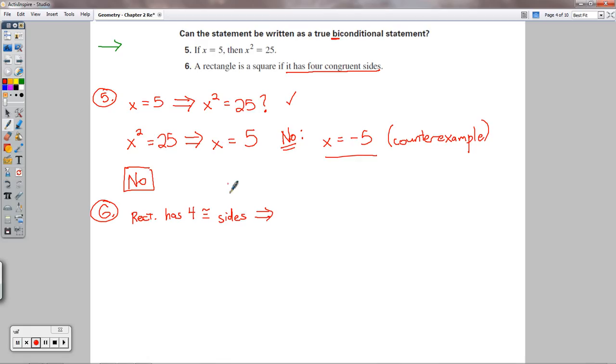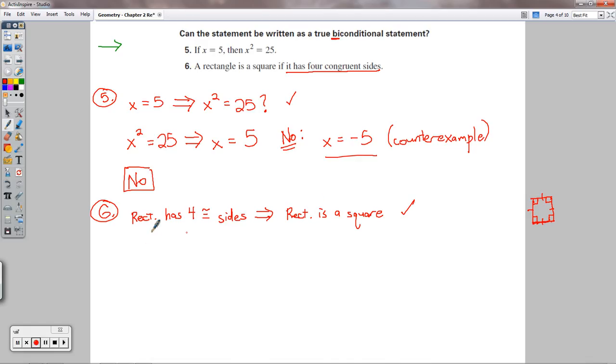Does it work in the conditional direction, in the if-then direction? So if it has 4 congruent sides, does that mean the rectangle is a square? Does that have to be true? Well, if a rectangle has 4 congruent sides, let's draw a picture of that just to show that. A rectangle, remember, by definition, has 4 90-degree angles. That is needed in a square, and if it has 4 congruent sides as well, that's the definition of a square. And so if this is true, the rectangle has to be a square. That's the definition of it right there. So I would say yes right there.